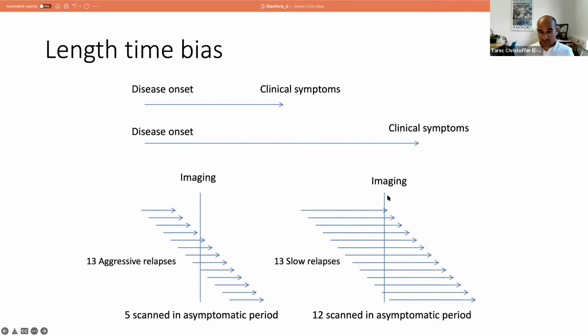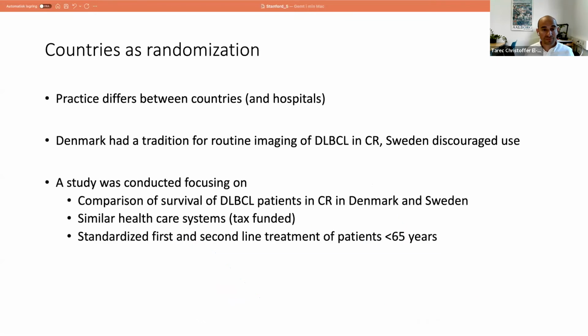And this means that patients in the imaging group that have a relapse are more likely to be the slow relapses versus patients that have the aggressive relapses. They are more likely to be in the clinical relapse or clinical symptoms leading to relapse, because they, of course, develop these symptoms very fast and often report themselves.